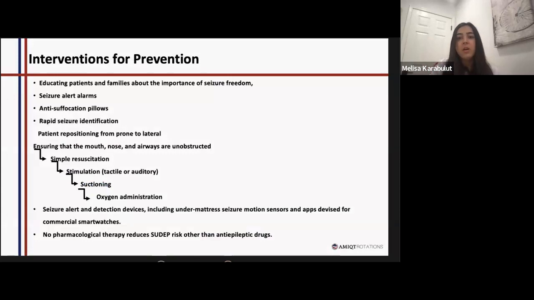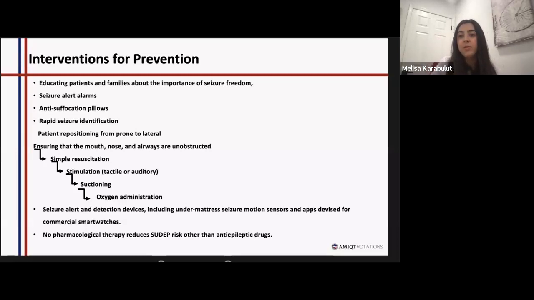So what are the interventions for prevention? Mounting evidence affirms that preventing seizures prevents SUDEP. This is the most important thing. Educating patients and families about the importance of seizure freedom, seizure alert alarms, and anti-suffocation pillows might be beneficial, although these interventions are not yet evidence-based.